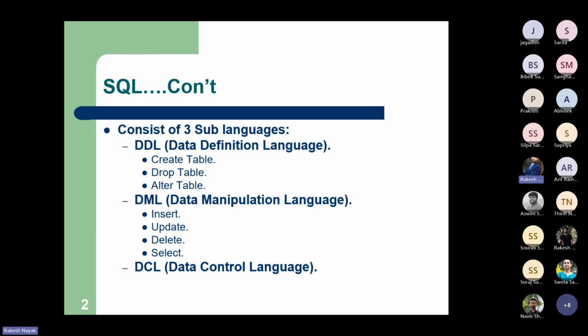Similarly, we have DCL. This stands for data control language. Data control language means what? Control means you have done something and you want to save it, right? Or you have done something and you realize there is something wrong, and you want to revert back. Those come under data control language.